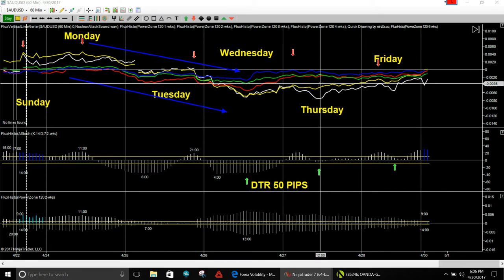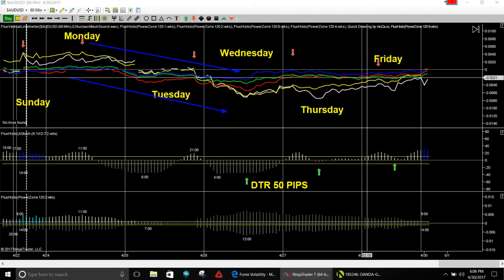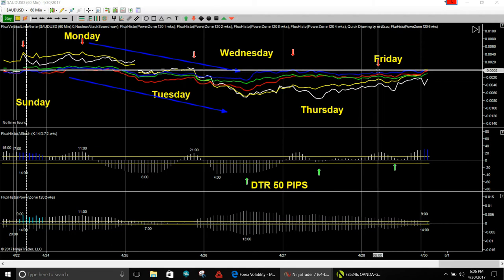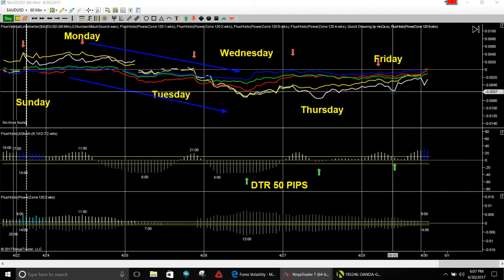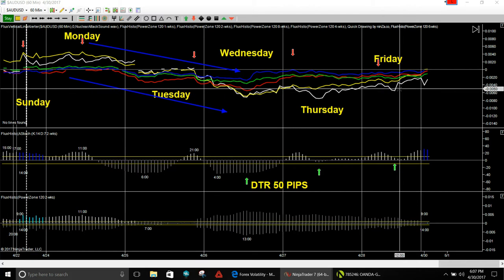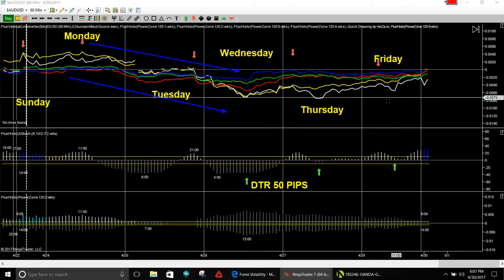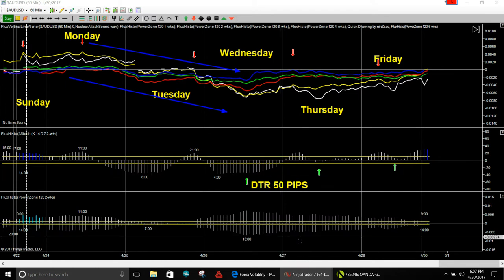Okay, down move until about 12. Looks like 11 a.m. And then we're going to start going back up slowly. And then on Friday at 5 a.m. in the morning, look for a drop, and then a reversal here at 10 a.m. in the morning. And we're going to start going back up. Okay, that's the Aussie US dollar. 50 DTR is 50 pips.